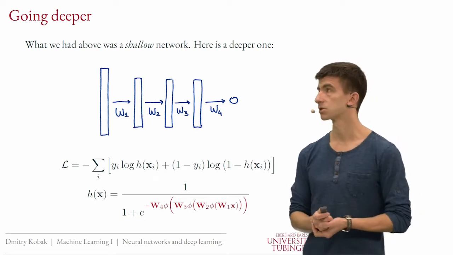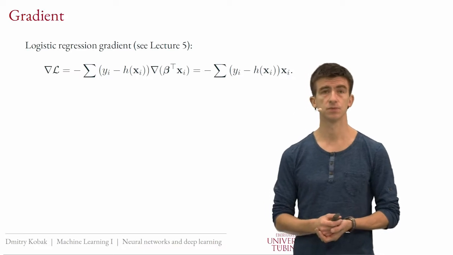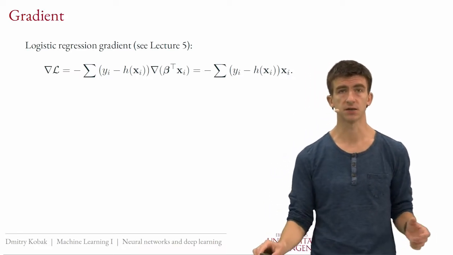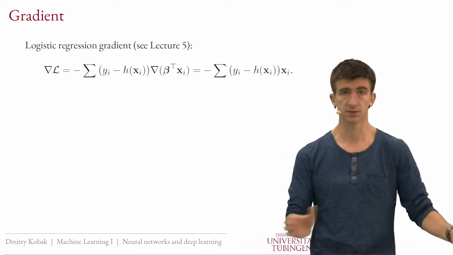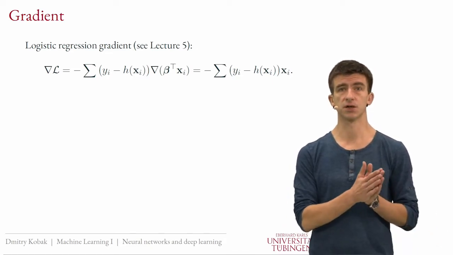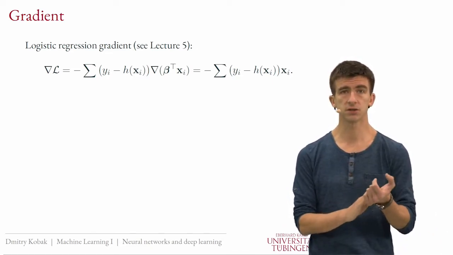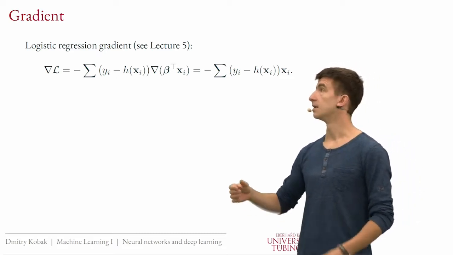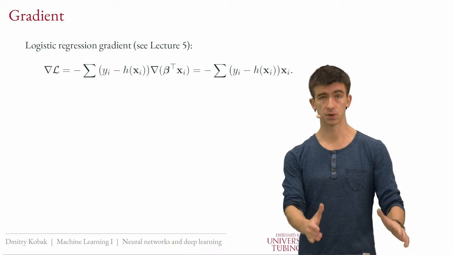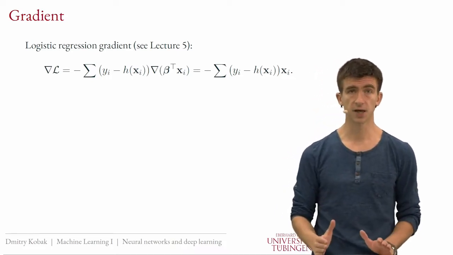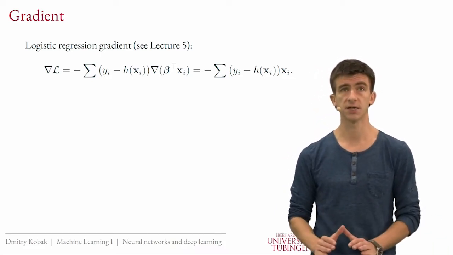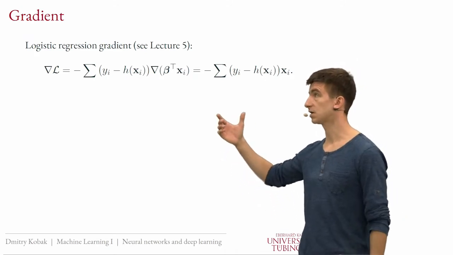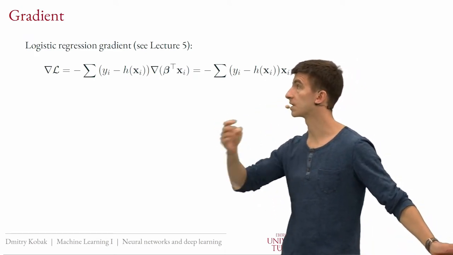So what do we do with that? We want to fit it to the data. How did we do it with logistic regression? We had some training data, we computed the gradient of our loss, and we ran gradient descent, and that's it. We want to do the same thing here, and to be able to run gradient descent, we need to get the gradient. So now we need to discuss how to compute these gradients.